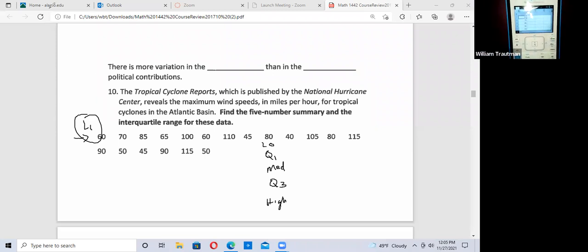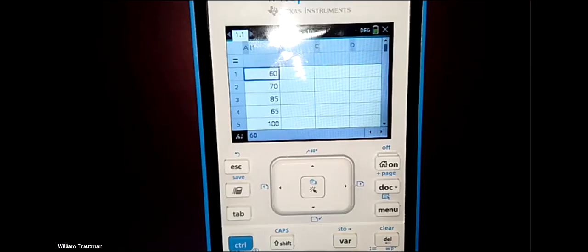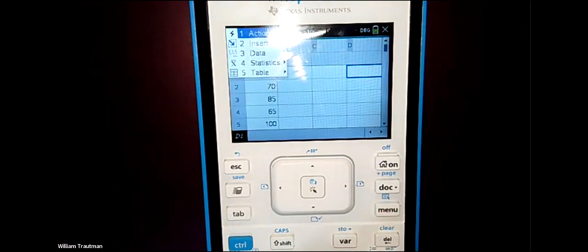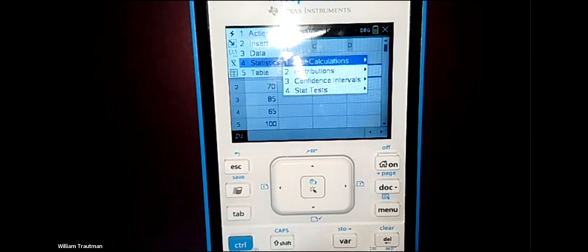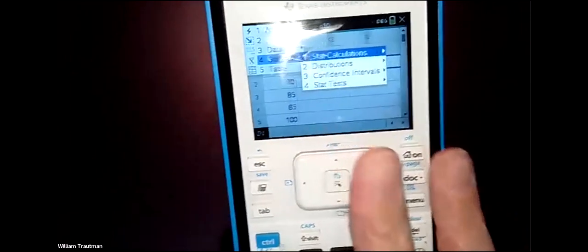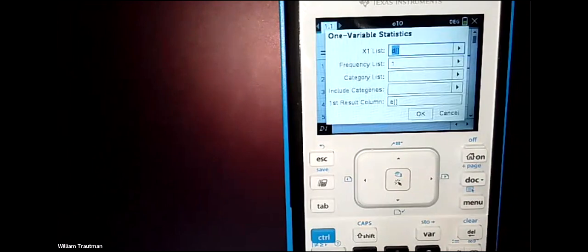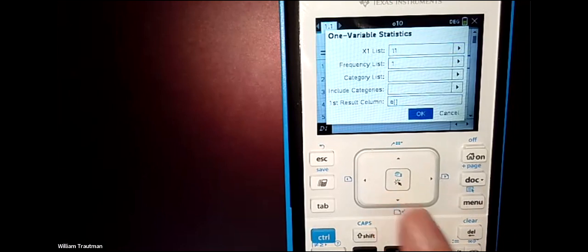Okay, so I have my data from this problem all typed in here. And all you have to do is move over to the right and go to menu 4, statistics, 1, stat calculate, and 1 var stats. Our information is in list 1. You'll notice there's only one list. Hit OK.